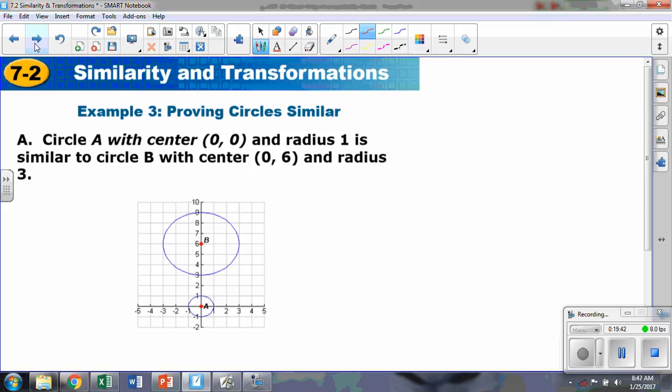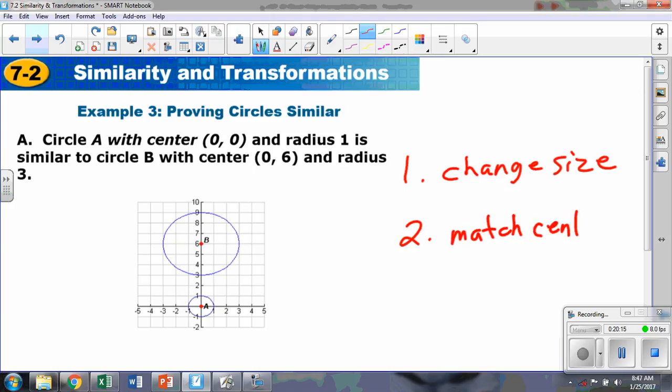Here's our last example for the day. No matter where you draw circles, no matter what size you draw them, they are always similar. You will always be able to make circles match up with each other. And basically, it boils down to two steps. You're going to have to change the size using the dilation. And then you'll have to match their centers using a translation.